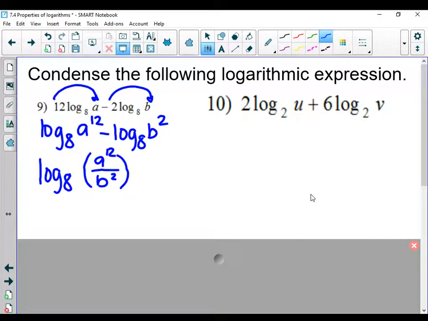So I am totally fine with y'all leaving it this way. Some of us want to take it a step further and write log base 8 of a to the 6th over b squared. If you want to do that, that's fine too. I'll accept both answers. Neither one of them is more right than the other, unless you're on a state test and you see one or the other.